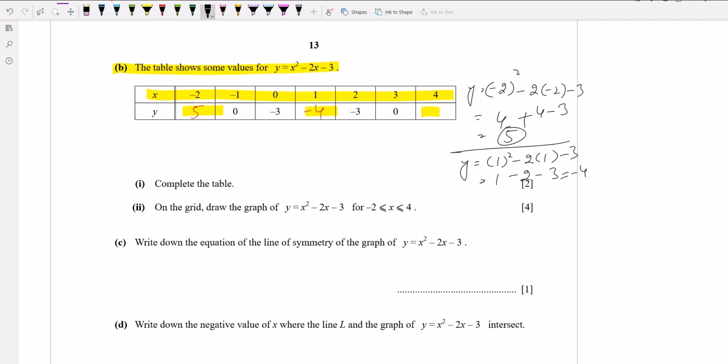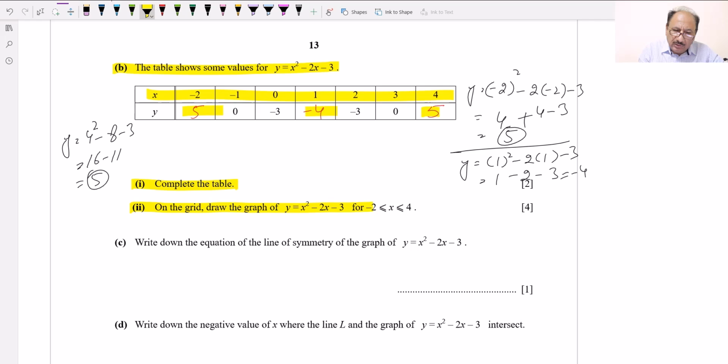And for the third one, we replace x with 4. So y is equal to 4 square minus 2 into 4, which is 8, and minus 3. This will be 16 minus 11, which is equal to 5. So this value we can indicate over here, and this is 5. Now part 1 was to complete the table, which we have done. The second part says, on the grid, draw the graph of this one.